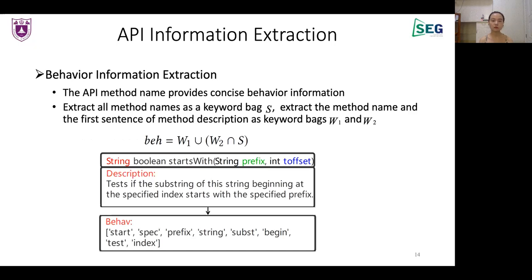For behavior information extraction, we find that the API method name provides concise behavior information. Therefore, we can extract all method names as a keyword bag S, and extract the method name and the first sentence of the method description as keyword bags W1 and W2. Finally, we intersect W1 and W2 with S to obtain behavior information.